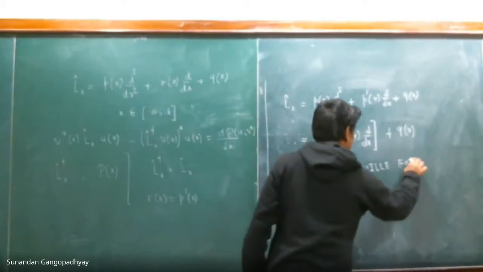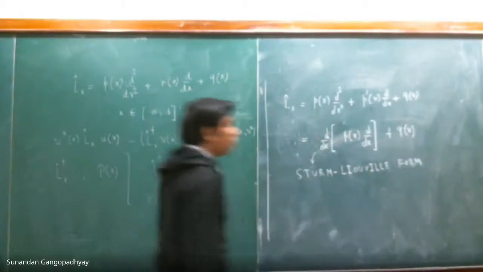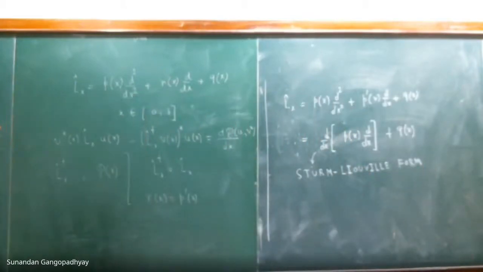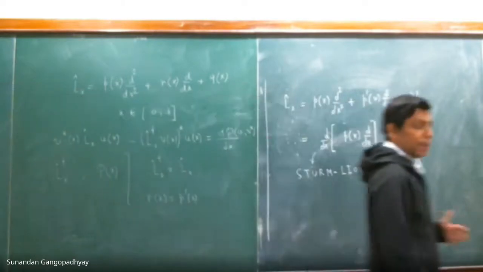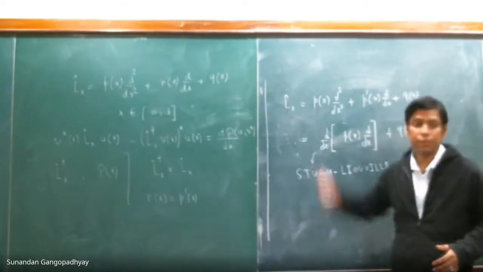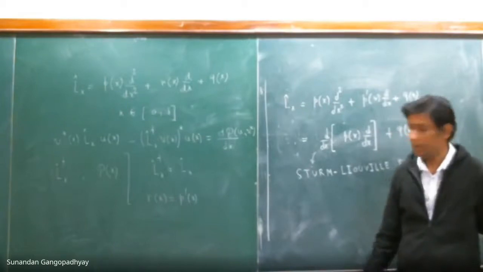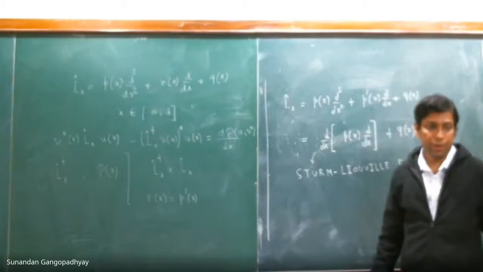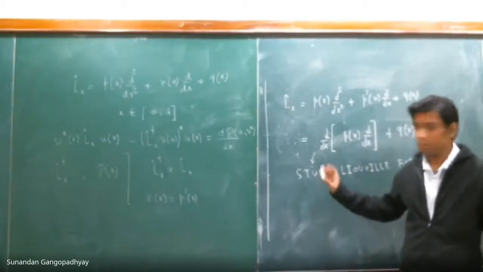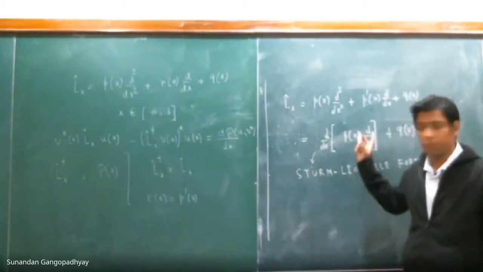It's called the Sturm-Liouville form. And if you notice carefully, why is this form very important? First of all, this second order differential operator takes this form only when the operator is a symmetric operator. Only then can you cast it in this form, which is the Sturm-Liouville form. And why is this form important?